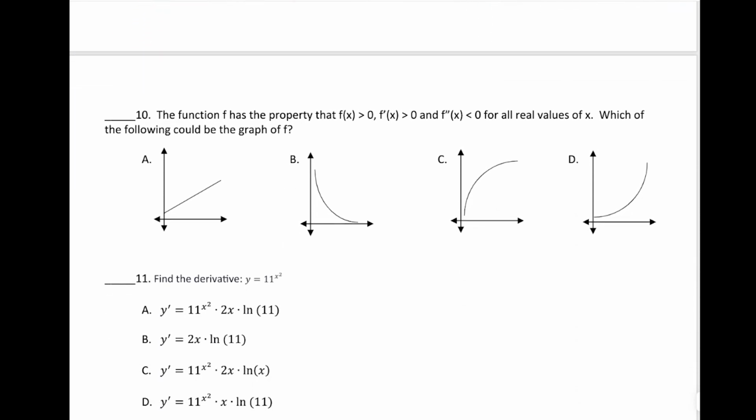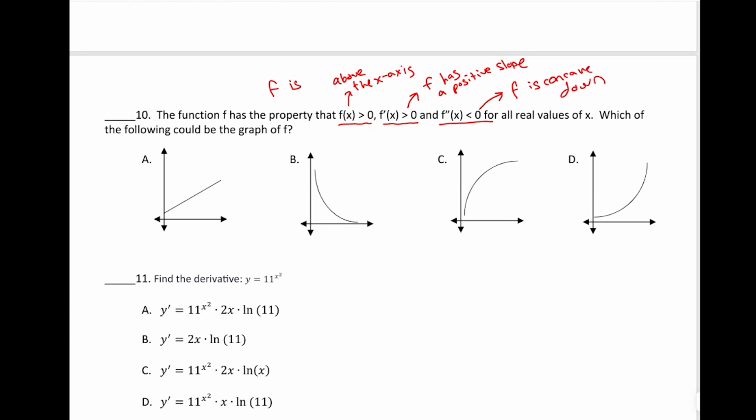Number 10, the function f has a property that f is positive. That means that f is above the x-axis. Okay, where it also says that f prime is positive. Okay, so that means f has a positive slope. And f double prime is negative. So f is concave down. Okay, so we're looking for the graph that meets all 3 of these conditions.